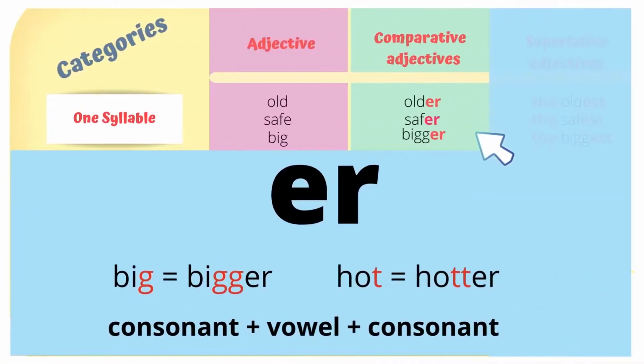And to transform these adjectives into comparative and superlative form, we need to add some letters. So let's check it. For the adjectives with one syllable, for example, old, we need to add the letters ER. For example, old, older, safe, safer, big, bigger. In the word big, we have the sequence consonant, vowel, consonant, so we need to duplicate the letter G.